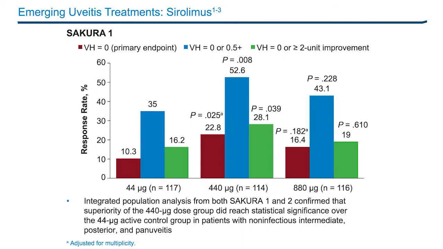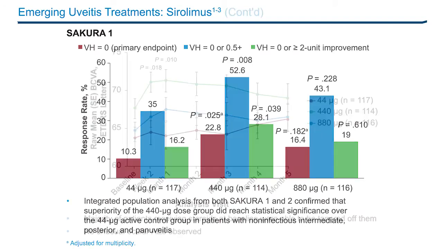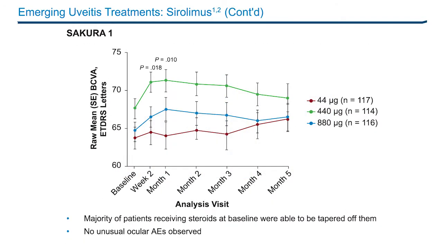There's a variety of other agents that are being investigated to treat uveitis, such as intravitreal sirolimus or rapamycin. This is an mTOR inhibitor, and in phase 3 data, the agent was effective to treat non-infectious intermediate posterior panuveitis, which was measured by vitreous haze, and the mean best-corrected visual acuity was maintained throughout the study in each of the dose groups. The majority of the subjects who received corticosteroids at the baseline evaluation were able to taper off the corticosteroids, and there were no unusual ocular adverse events that were observed.